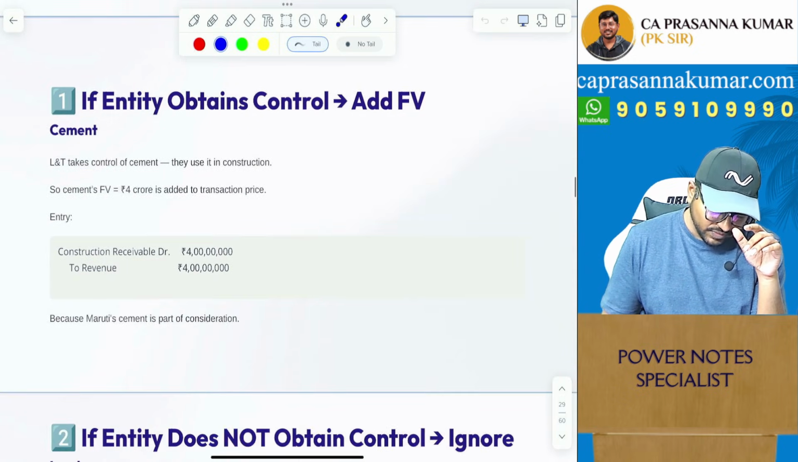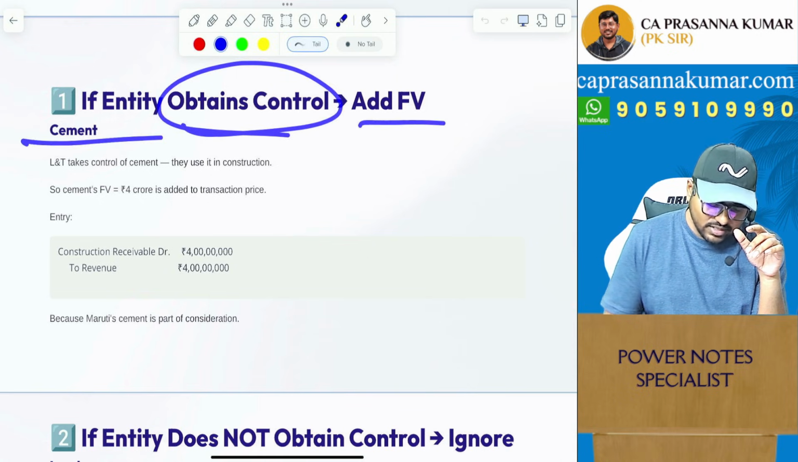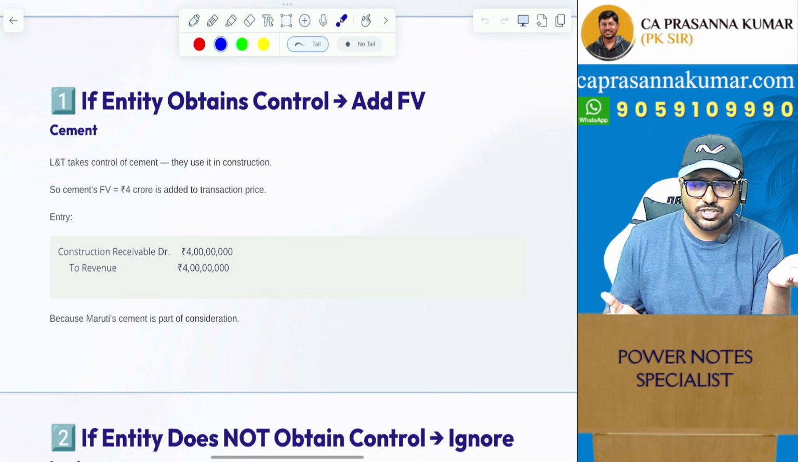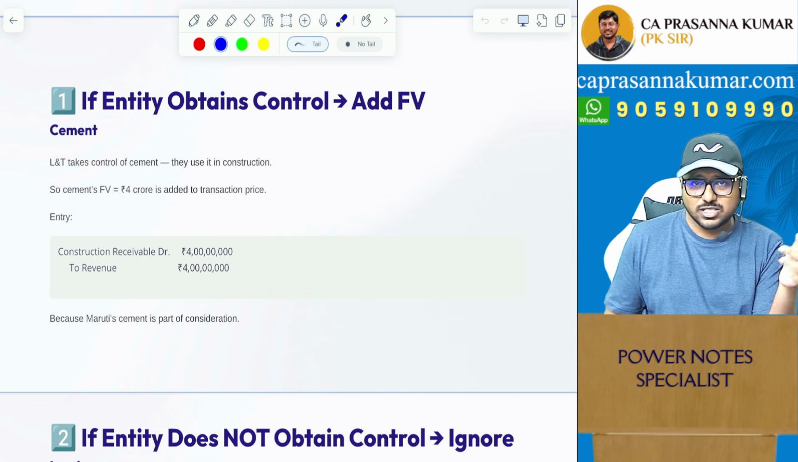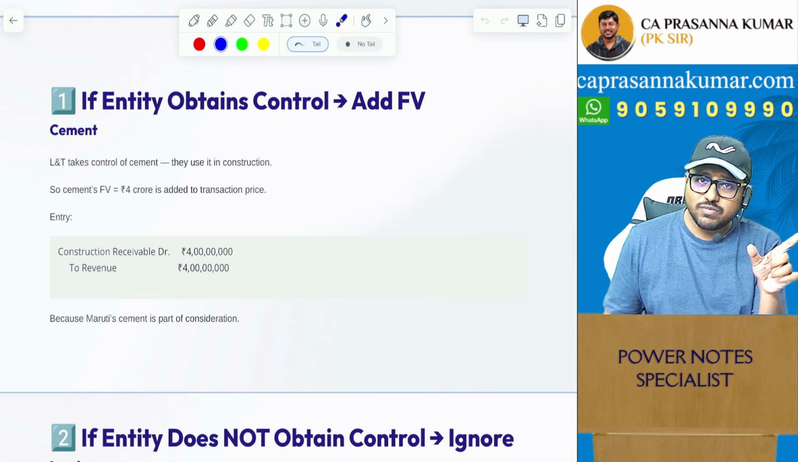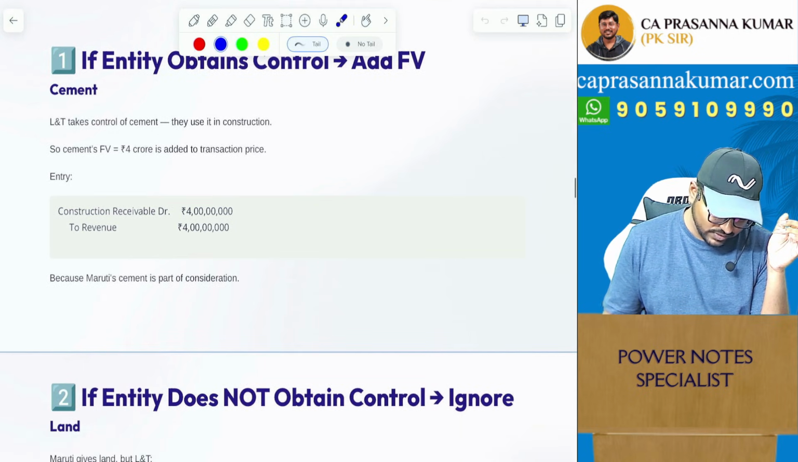Now evaluate. If the entity obtains control, you can add the fair value of the cement, because cement is usually in the control of L&T only. That's how he can build the construction. So therefore, cement is provided by the customer. Customer provided goods only, but L&T has got control, which means to the extent of fair value of the cement, it will be included in the transaction price.